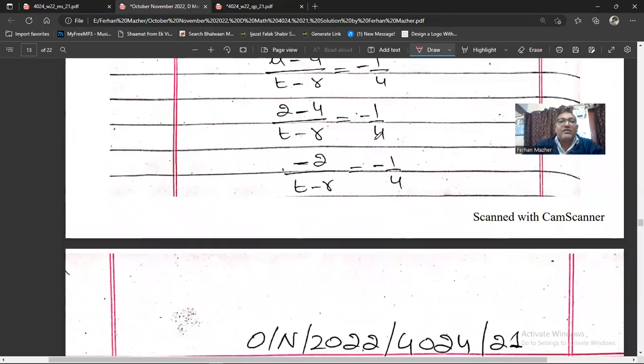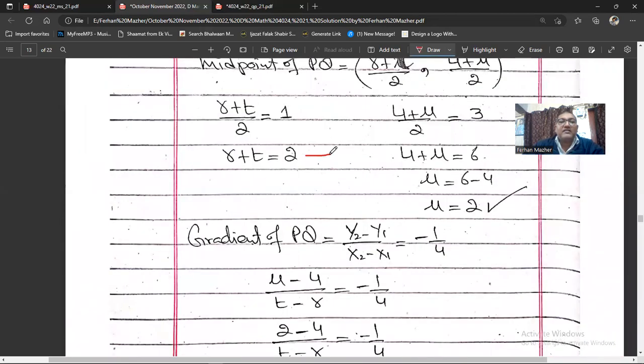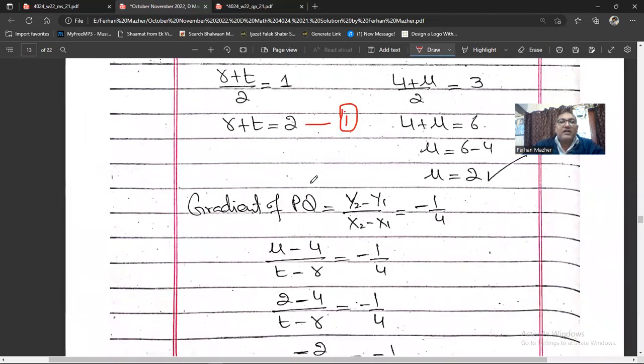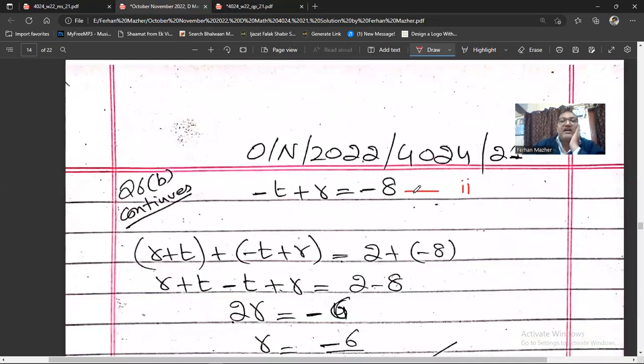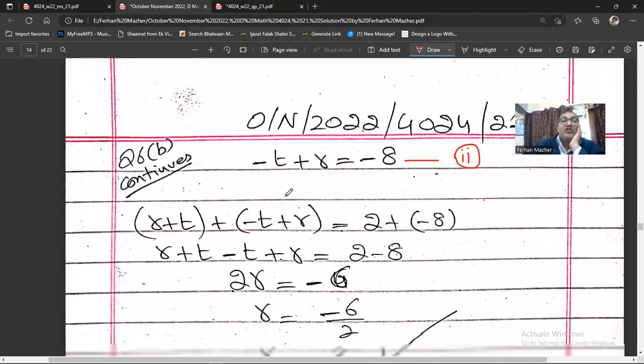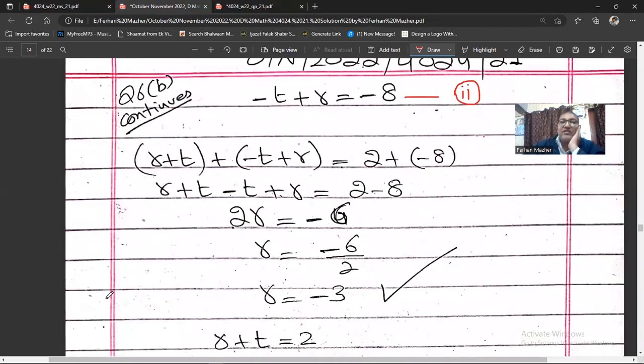And I have another equation in T and R, this one. Let me say this is my first equation: R plus T equals 2, and minus T plus R equals minus 8. That's my second equation. So just add these two equations, the T will be eliminated. So R plus T plus minus T plus R equals 2 plus minus 8. It will be R plus T minus T plus R equals 2 minus 8.